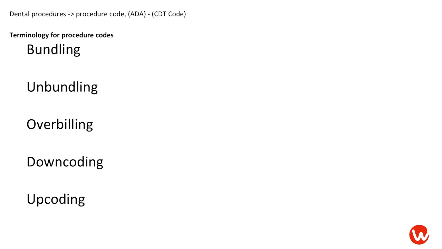So all dental procedures have a procedure code. This is determined by the ADA, or your American Dental Association. And basically dental procedures and nomenclature codes, or the CDT code. The purpose of this code is to achieve uniformity, consistency, and specificity in accurately documenting dental treatment. So some of the terminology for the procedure codes.